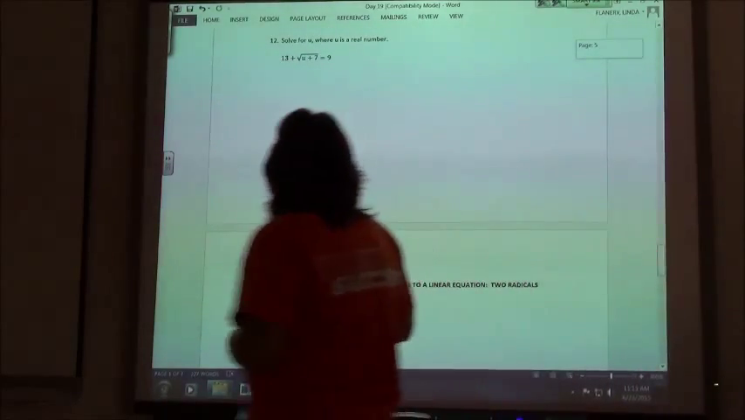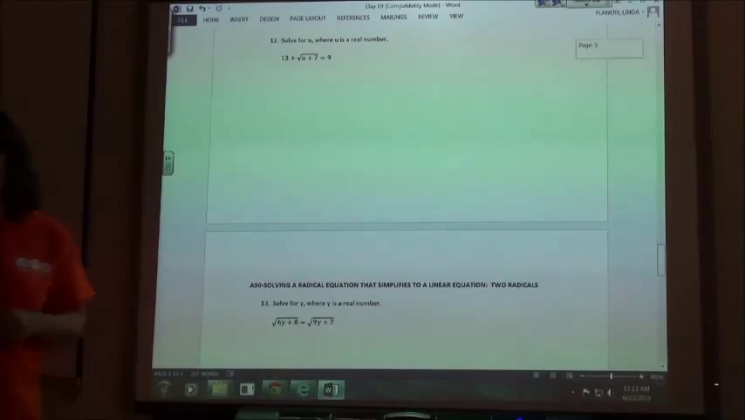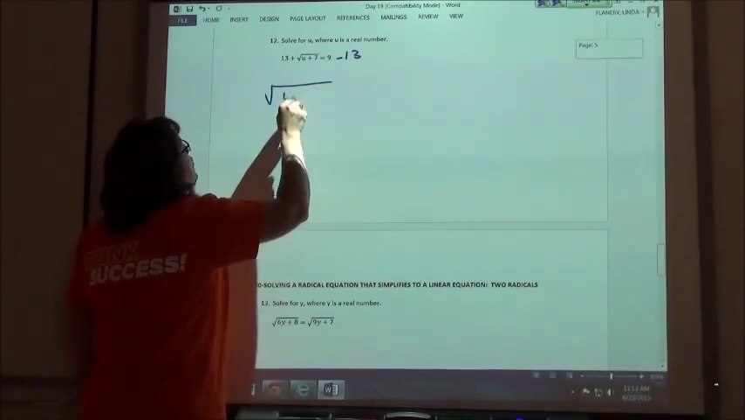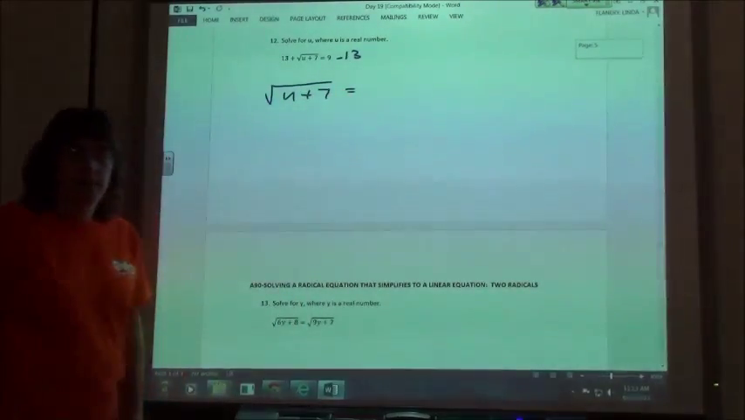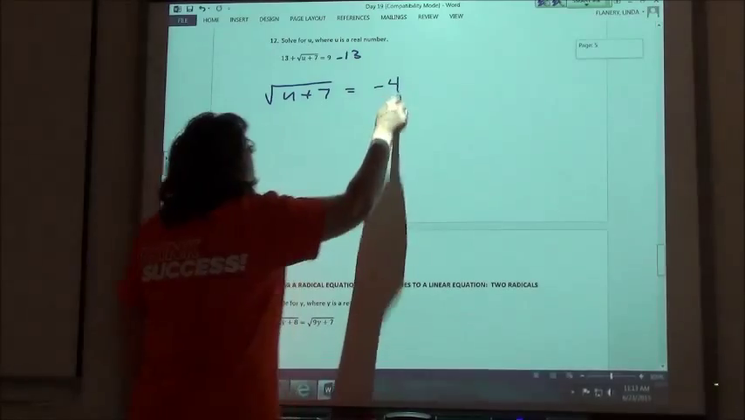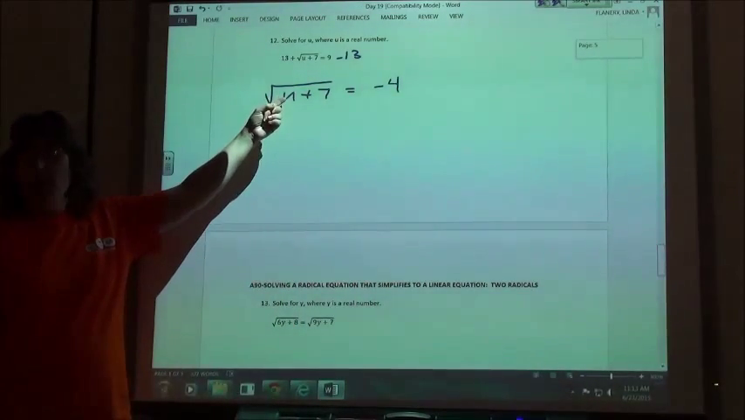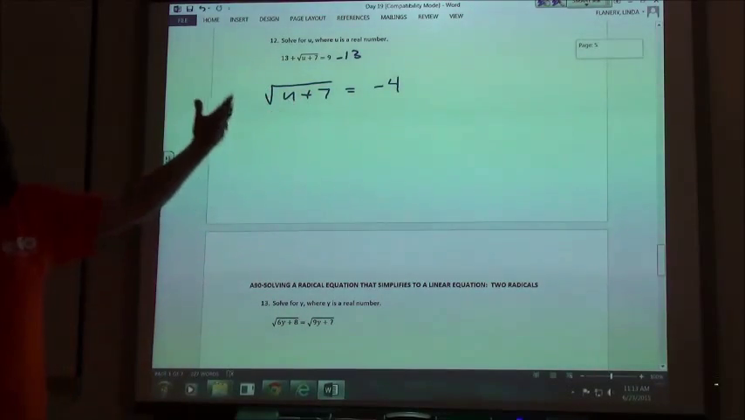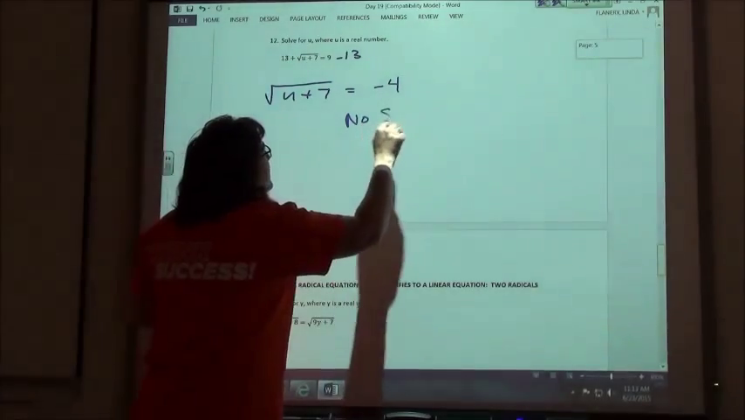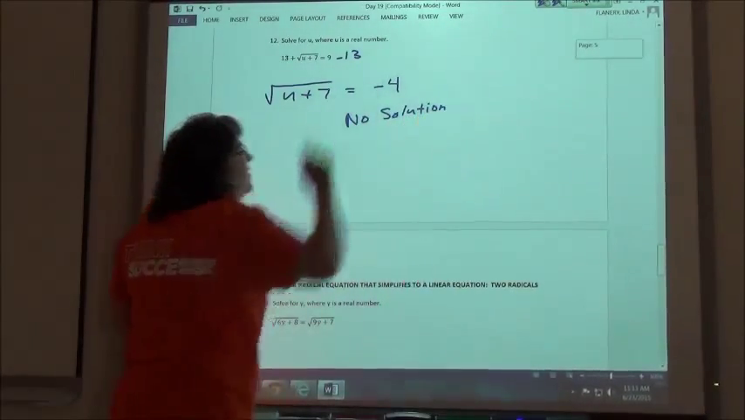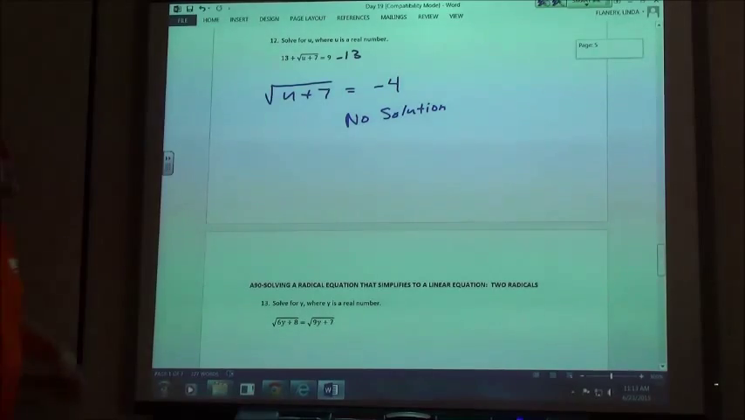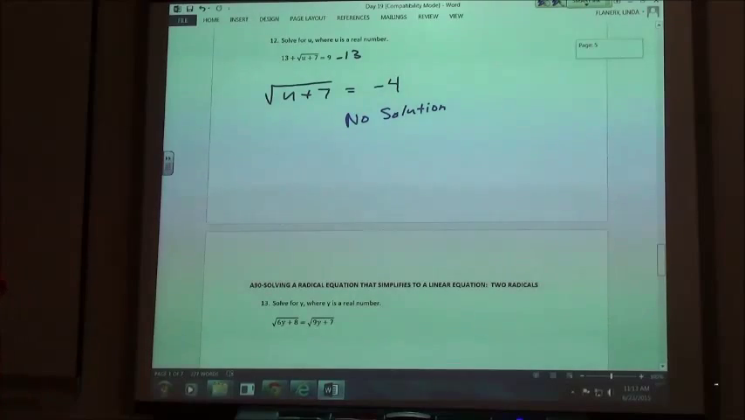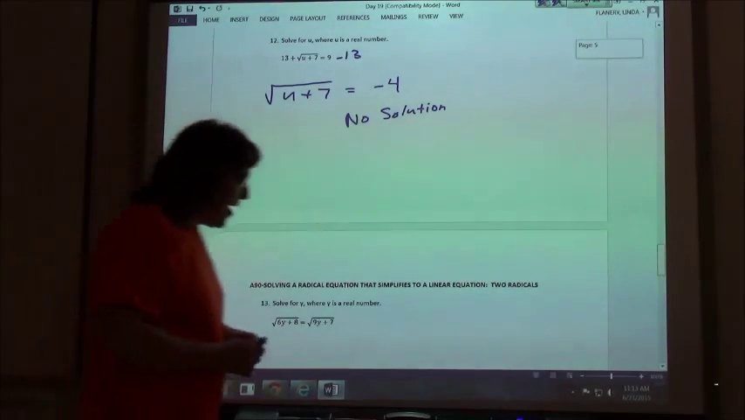So on number 12, first thing I'm going to do is subtract my 13. I would get the square root of u plus 7 equals negative 4. In this case, you may already recognize that if I have a square root, it's never going to be able to equal a negative number, right? You could stop there and say, oh, no solution. Square roots can't equal negative numbers, just like squares can't equal negative numbers. If you happen to go through and solve it, if you try to plug it back in and check it, it's not going to check either. But if you recognize that right away, hey, you get to be done.